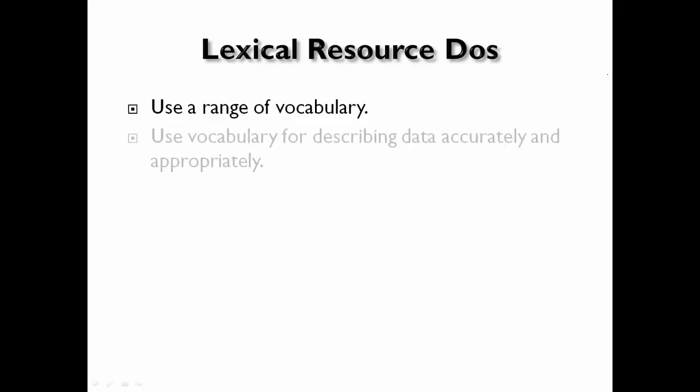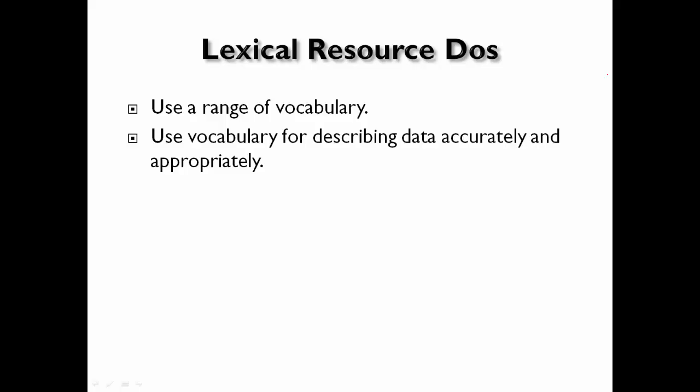Things you should do with vocabulary. You must use a range of vocabulary. Don't use the same words again and again. Use vocabulary for describing data accurately and appropriately. There is very specific vocabulary that you need to describe a pie chart, for example, or very specific vocabulary you need to describe a process. And I'm going to give you that in module 10.